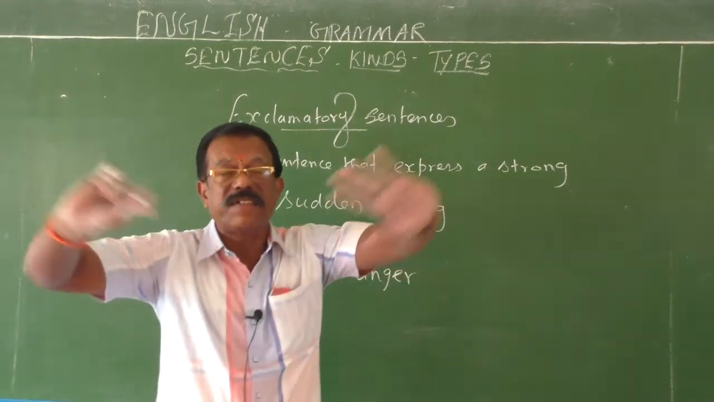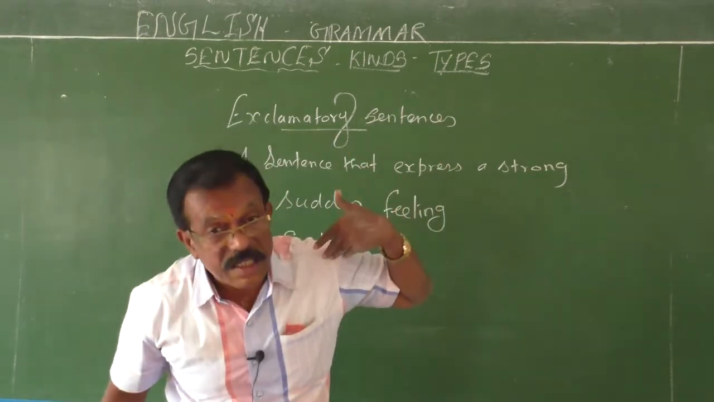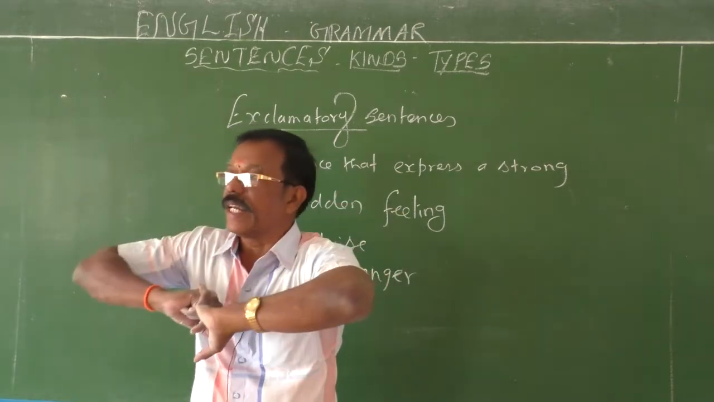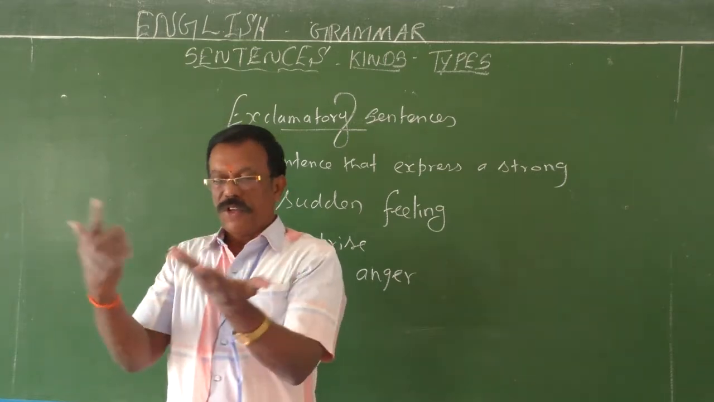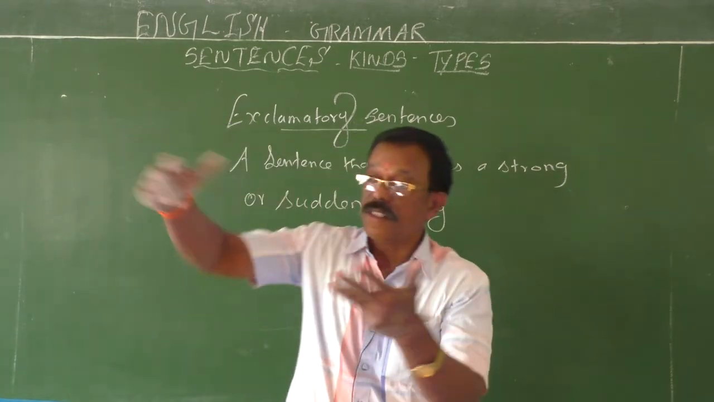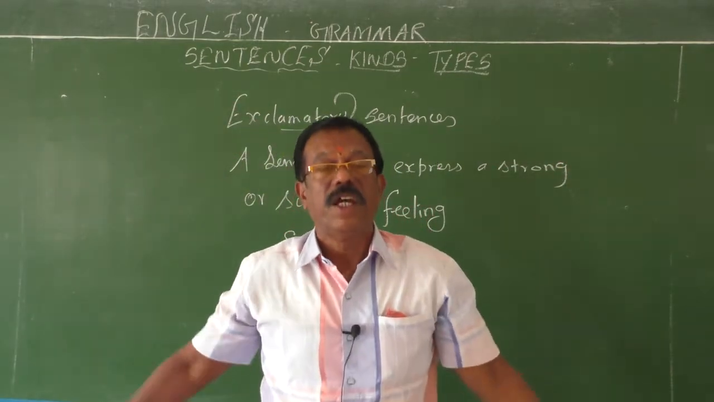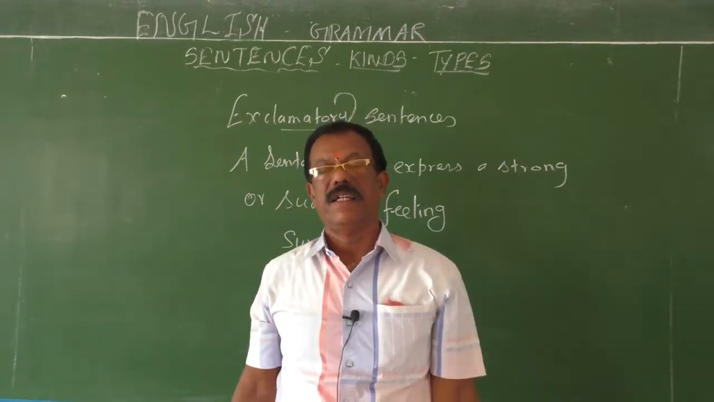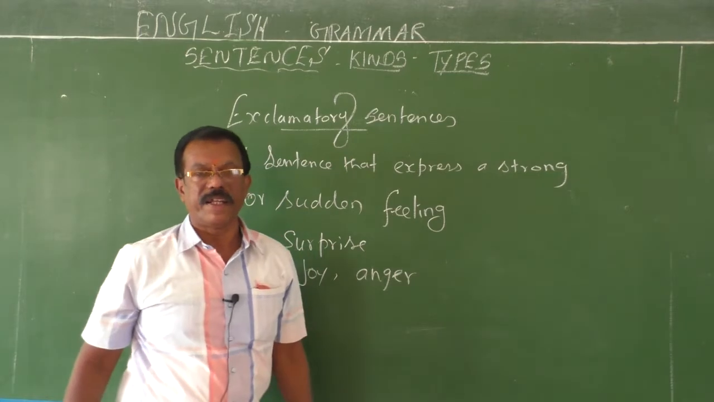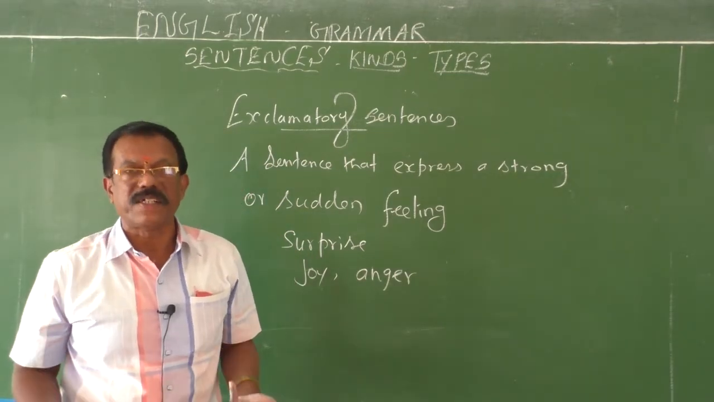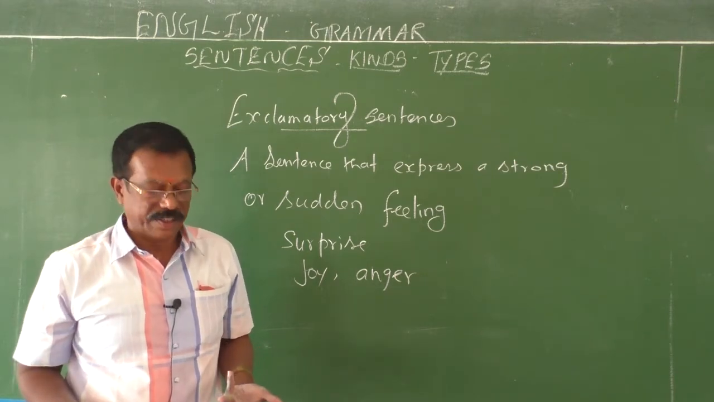So when you get excited seeing something, sometimes you may get excited when you hear something. Sometimes you may get excited when you happen to do certain things. At such times, you express your feelings through these exclamatory sentences. Therefore, they are called exclamatory sentences. It is a form of exclamation, a form of expression when you get excited.